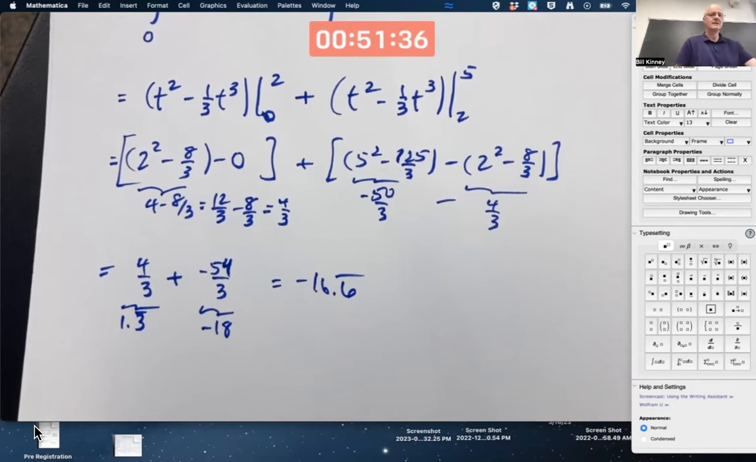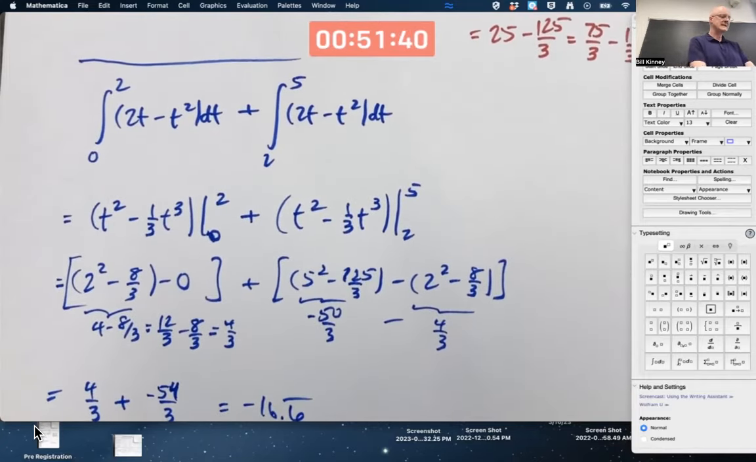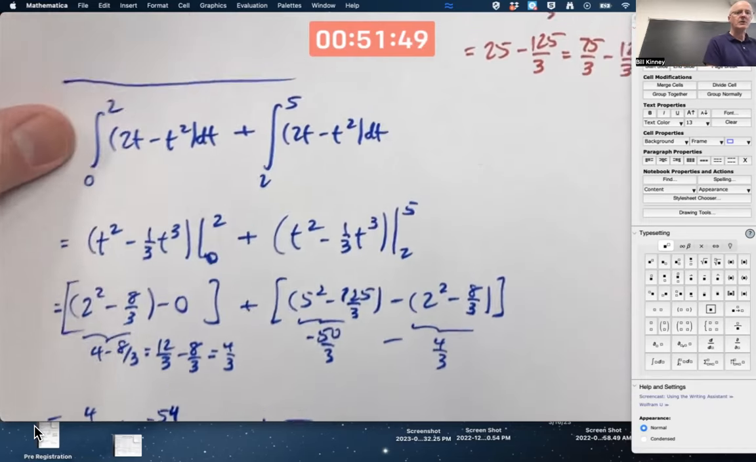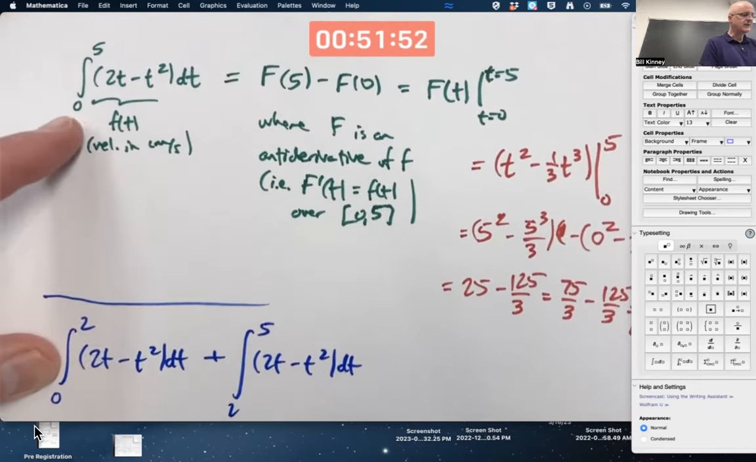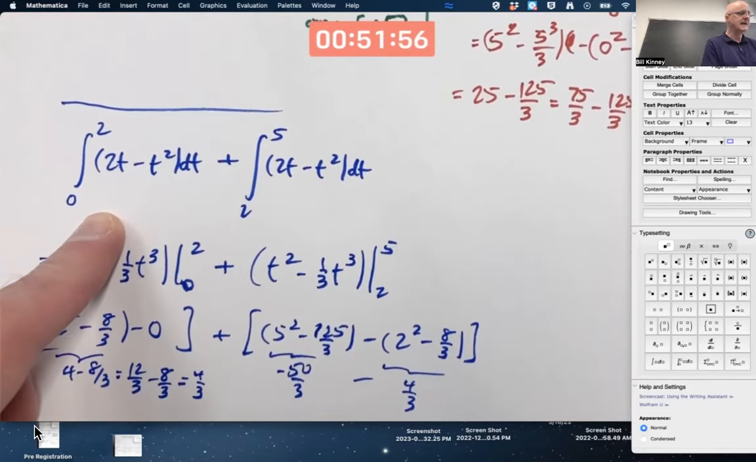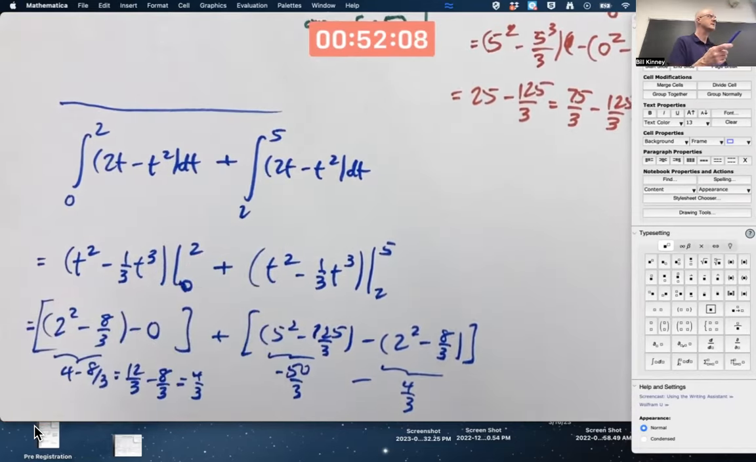So what I just did was worthwhile for two reasons. One is it shows you can break up the motion into pieces and you can figure out how far you go in each piece and which direction. And secondly, to illustrate a more general property of integrals, that if you integrate a function over an interval, you can integrate it over a smaller interval first and then integrate it over whatever's left over. And that is sometimes useful. Integrate from 0 to 2 first, then integrate from 2 to 5.